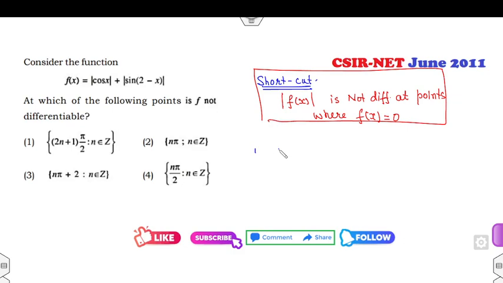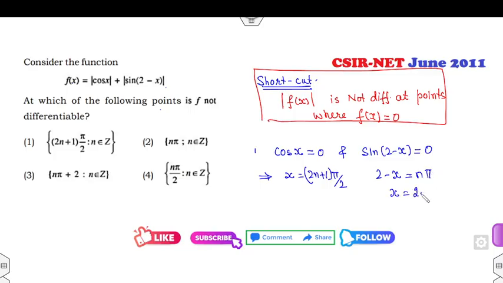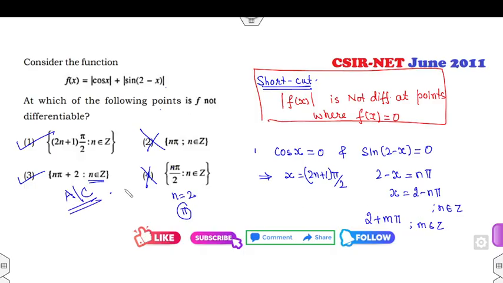Now look at that. That means this function is not differentiable when cos x is 0 and sine of 2 minus x is equal to 0. So cos x equals 0 means x will be (2n plus 1) pi by 2, and 2 minus x will be n pi, or x will be 2 minus n pi, where n is an integer. Fine. So (2n plus 1) pi by 2, this is wrong, because if you take n equal to 2, then the answer will be pi and cos pi is not 0. N pi is wrong. 2 minus n pi is correct because n is an integer. I can say this is m pi, where m is an integer. So yes, A and C are the correct answers of this problem.